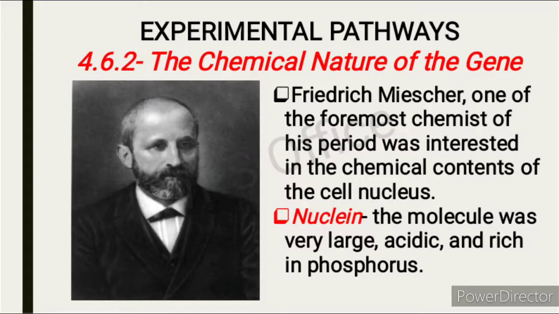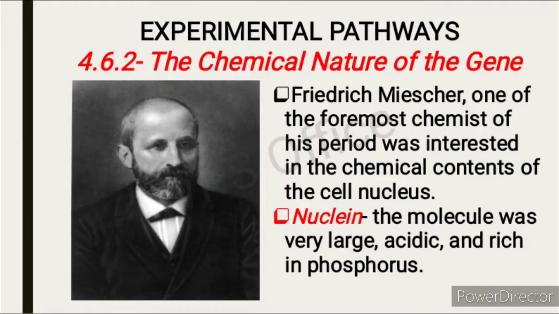Miescher was interested in the chemical contents of the nucleus. The residue from the treatment with pepsin was composed primarily of isolated cell nuclei that settled to the bottom of the vessel. Miescher then extracted the nuclei with dilute alkali. Miescher found the alkaline extract contained a substance that had properties unlike any previously discovered. The molecule was very large, acidic, and rich in phosphorus. He called the material nuclein.